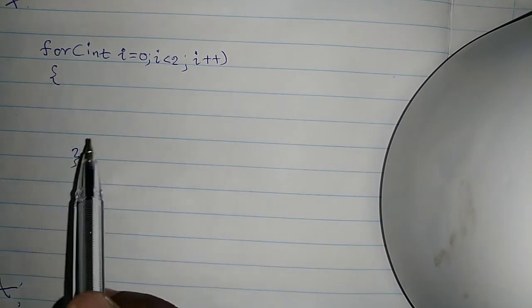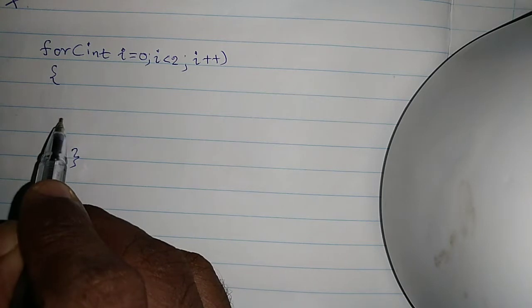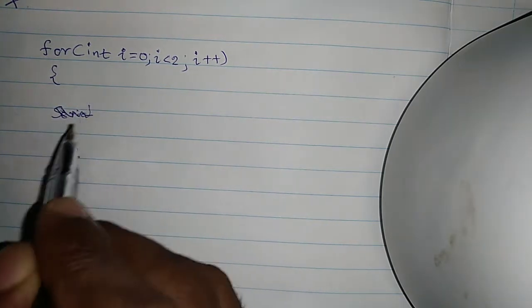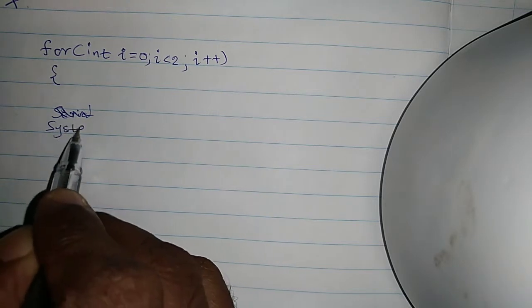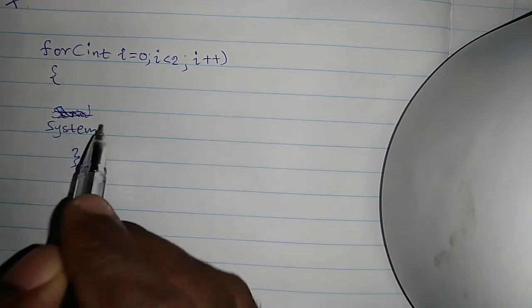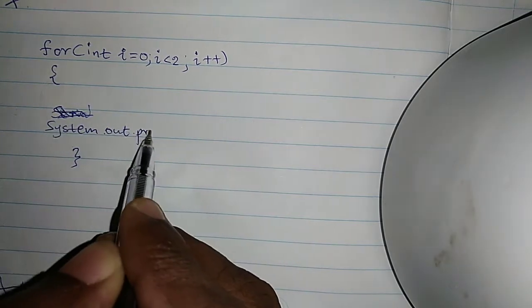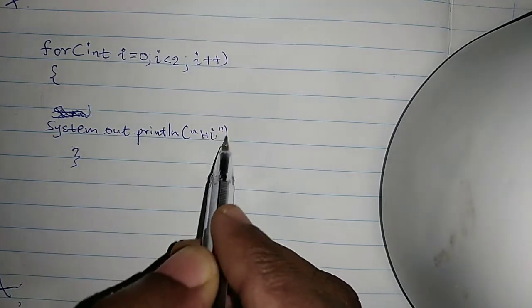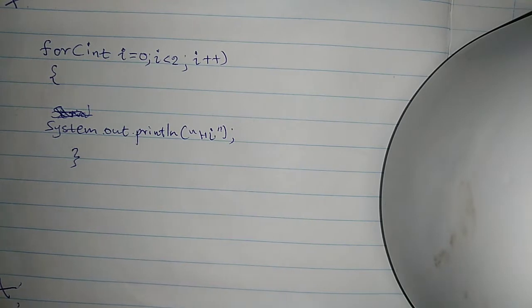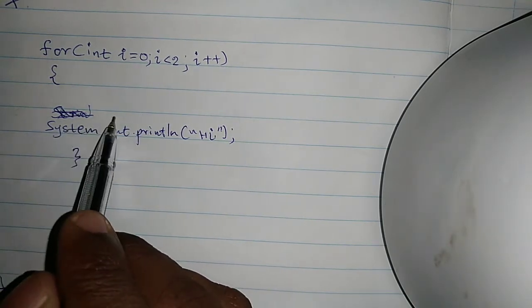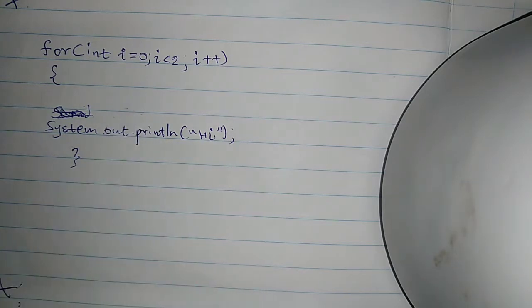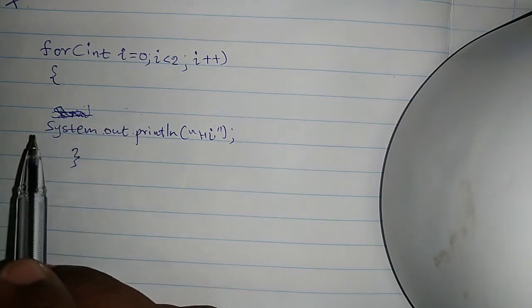Right, so all fine. Now let's say if it is Java, we write System.out.println("hi") to print hi. So I write something here. If it is Arduino, you will write Serial.println. If it is C, you will write printf. It's up to you. So now you will get some output, right?